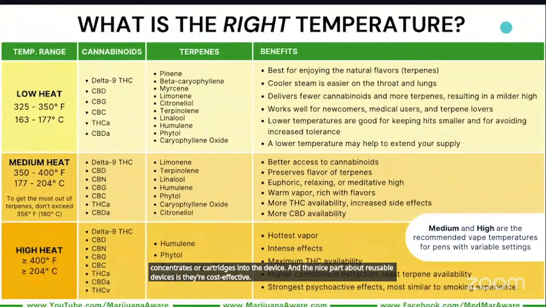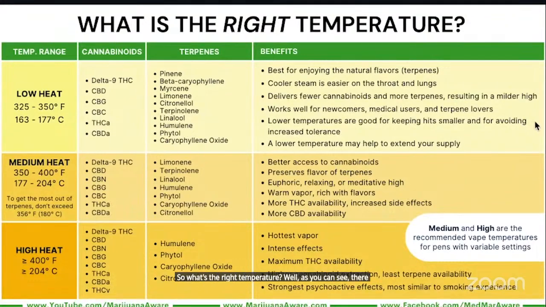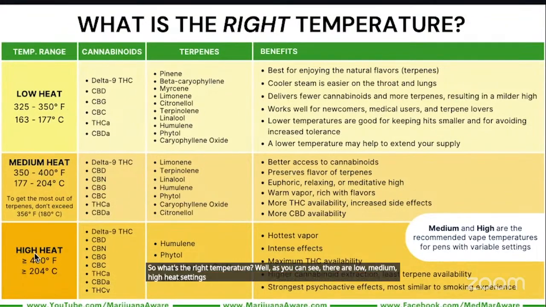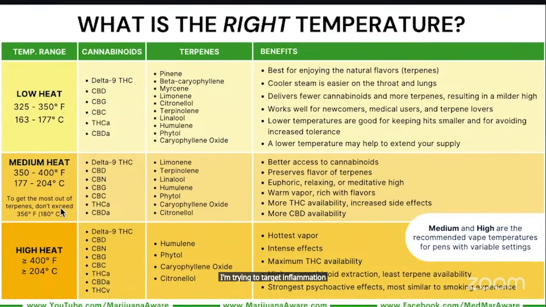So what's the right temperature? Well, as you can see, there are low, medium, high heat settings. And almost all vape devices allow you to set the temperature, again, for low, medium, or high. With these particular settings, you can target the terpenes, target the cannabinoids, and you can also then identify actual terpenes for your particular condition that you want to be able to target. In my particular case, I'm trying to target inflammation and pain, so I set my dry vaporizer to 356 degrees.